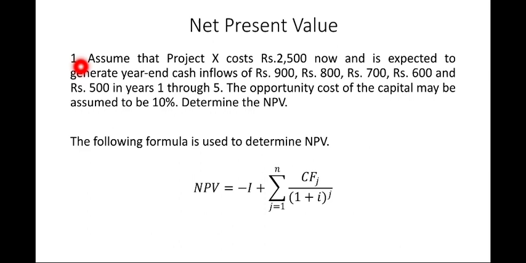Here is the example. Assume that project X costs 2500 rupees now and is expected to generate year-end cash inflows of 900 rupees, 800 rupees, 700 rupees, 600 and 500 in years 1 through 5. The opportunity cost of capital may be assumed to be 10%, and we have to determine the net present value.